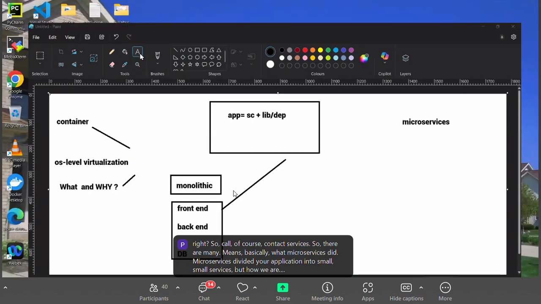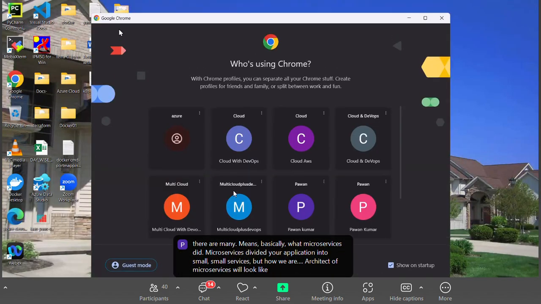But how will the architecture of microservices look like? Let me show you that.